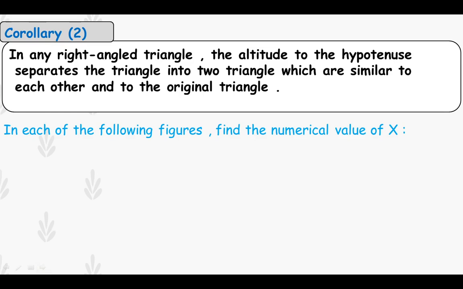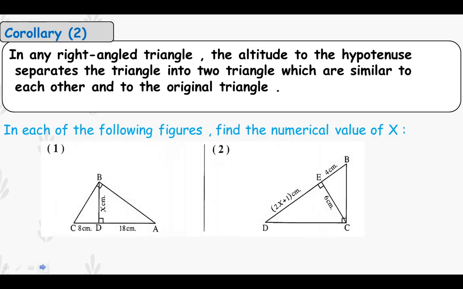In each of the following figures, find the numerical values of x. First I'm going to explain the corollary for you.